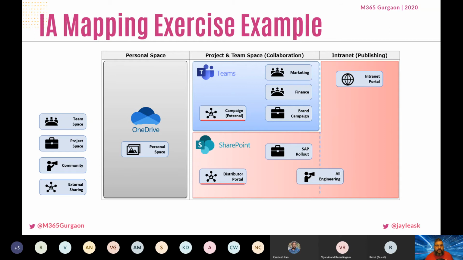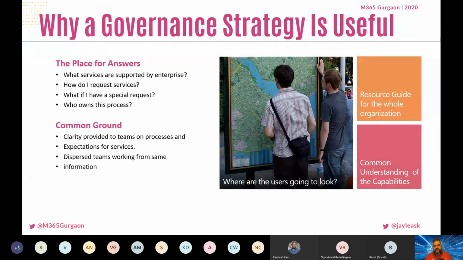Now, to have a successful information architecture, you also have to approach the governance and understand that having a governance strategy is valuable. A governance document, for example, tells people what services are supported by my organization. It tells people how the navigation works. It tells people who owns the process, so if I have a question or concern, I can reach out to them.